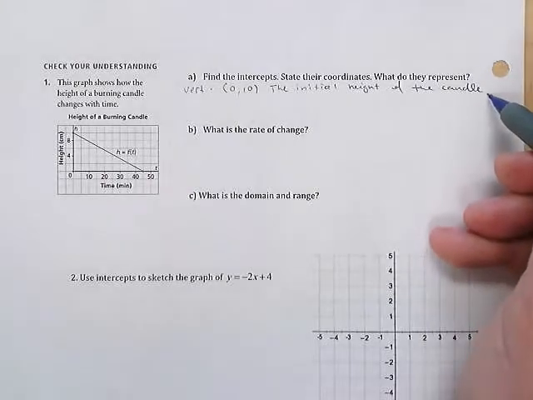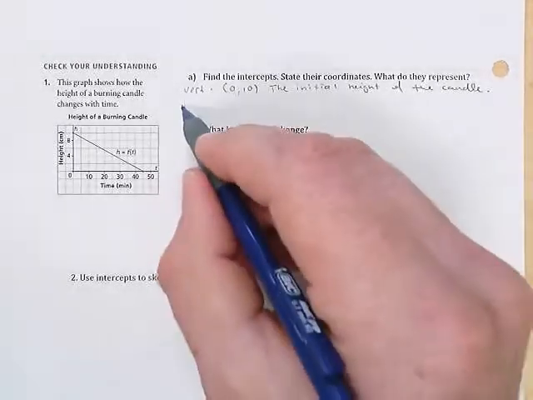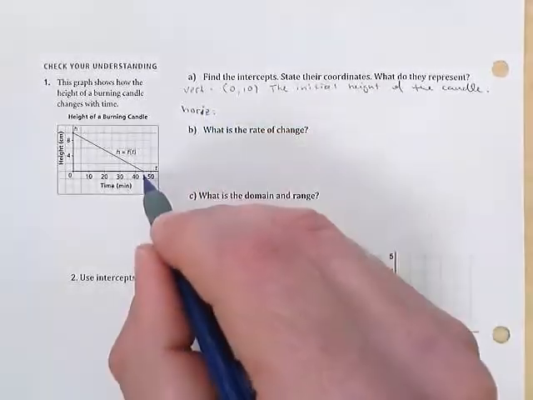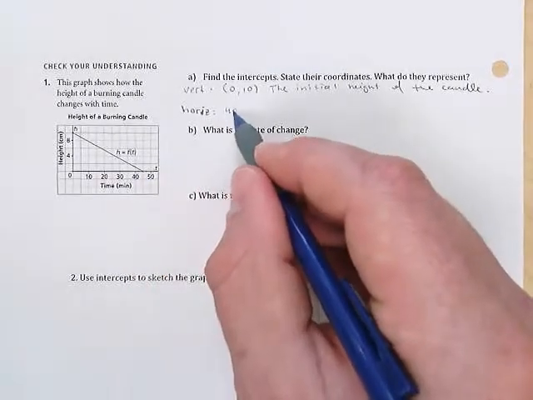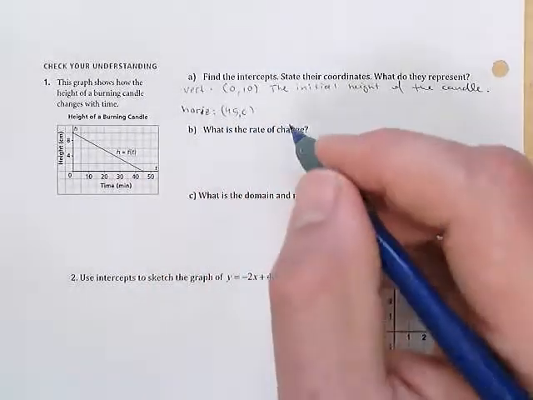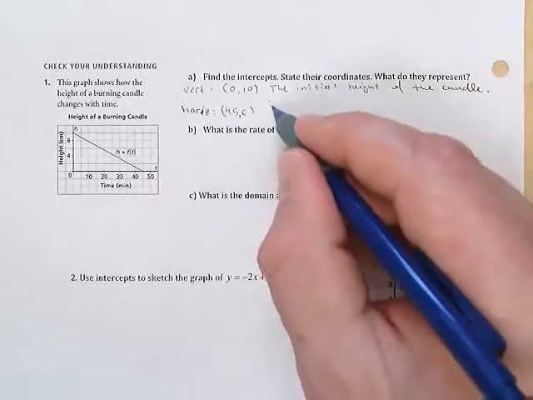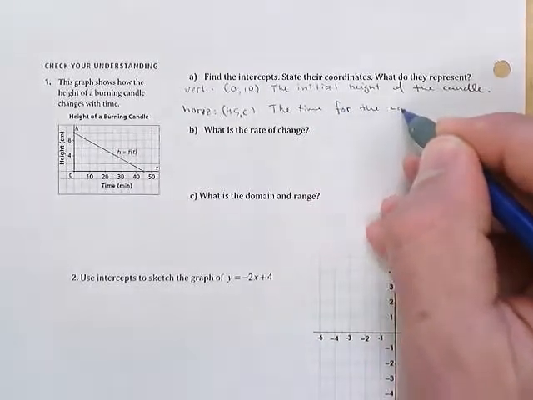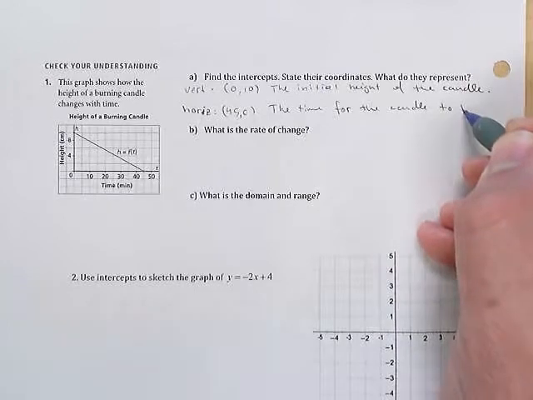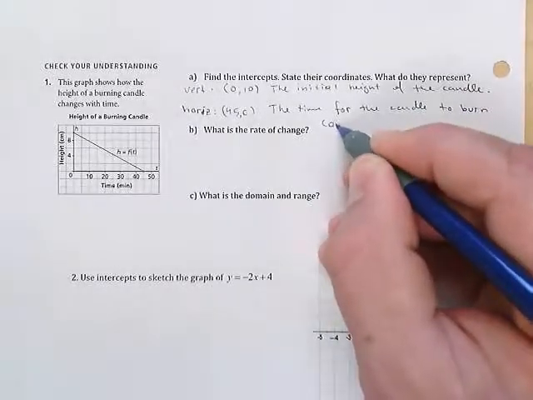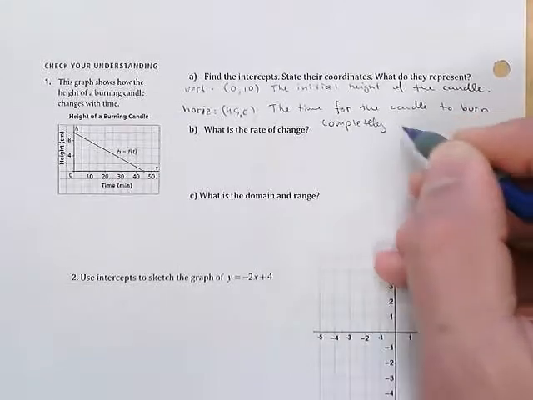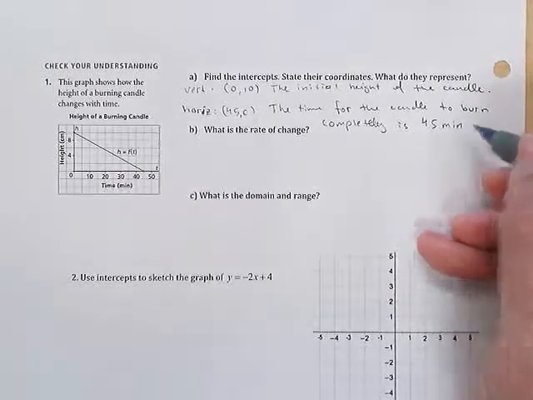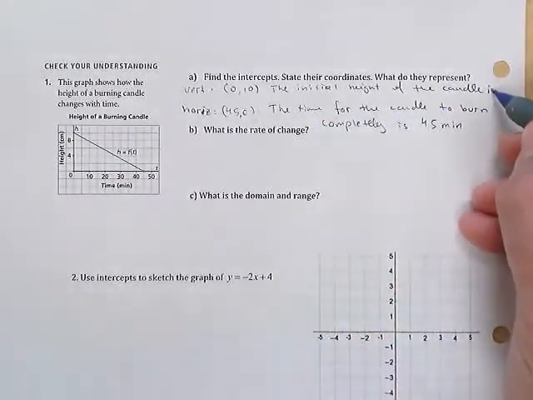That would be basically prior to being lit, all right? The horizontal intercept would be, what is this, 45, 0, right? What would that say? The time for the candle to burn completely is what? 45 what? Minutes. 45 minutes. The initial height of the candle is 10 centimeters.